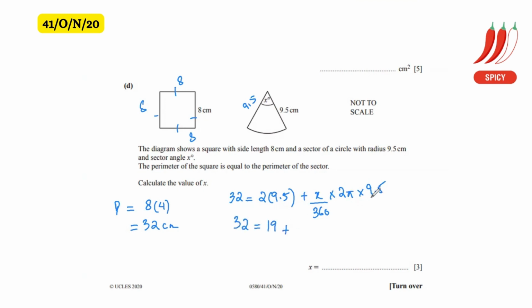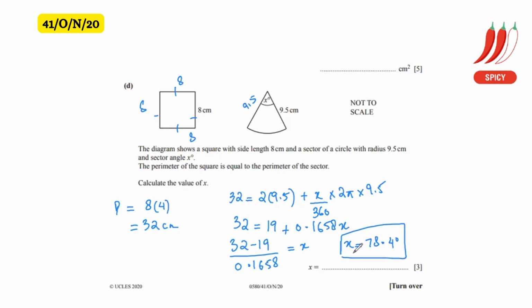And this over here simplifies to pi times 9.5 divided by 360, which is 0.1658x. So we do 32 minus 19 divided by 0.1658, and that is going to give us x equals 78.4 degrees. That is your angle of this sector.